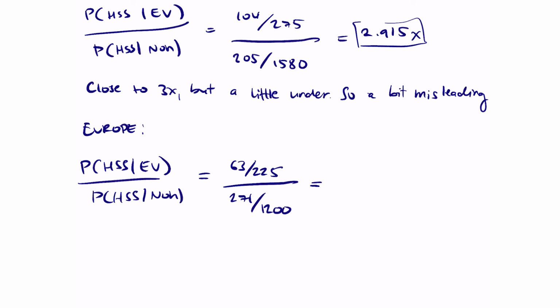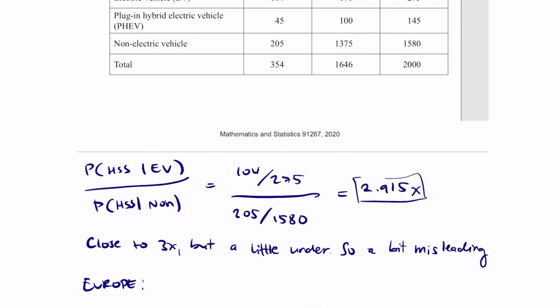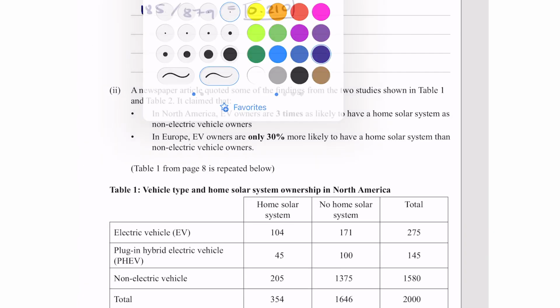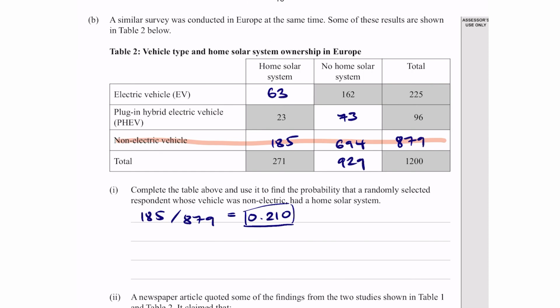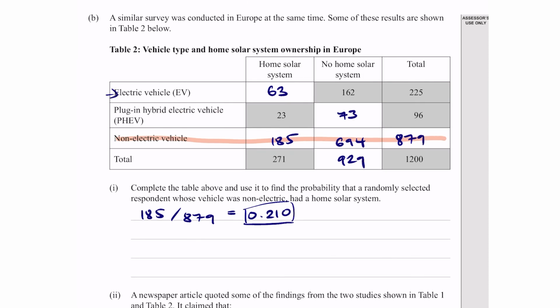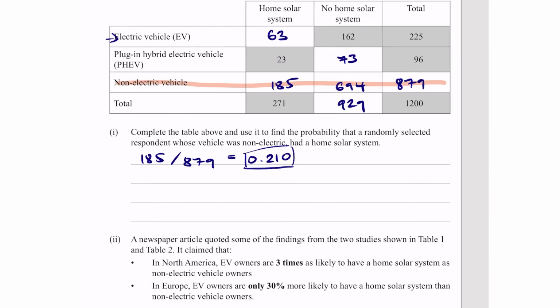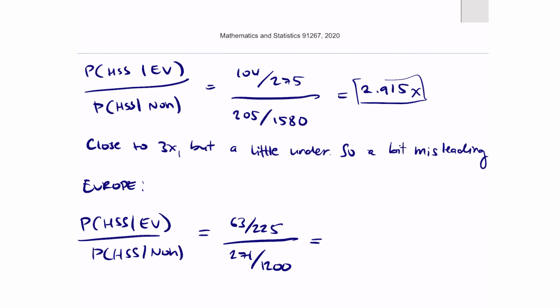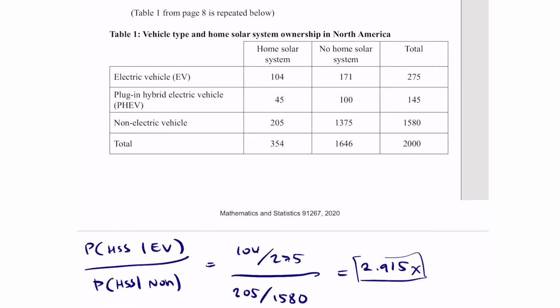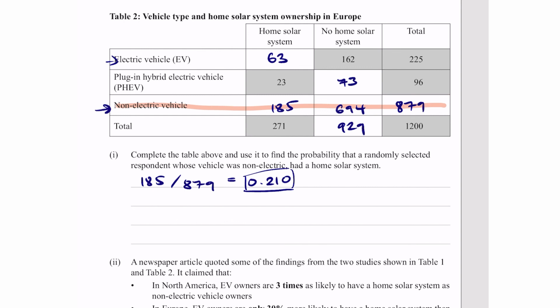Okay, so if we calculate this, this is 63 over 225 divided by 271 over 1200. That does not sound correct. 1.24. I calculated something wrong. No, EV owners are only 30% more likely to have a home solar system. So HSS given EV is 63 over 225. That looks good. And then 185. Oh, I've gone too fast. I calculated the wrong thing. So if we look at the non row here, it's 185 out of 879.